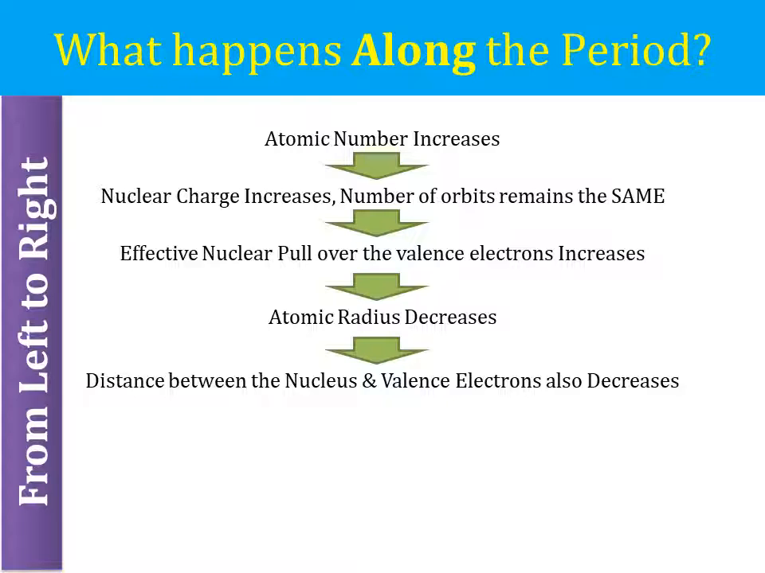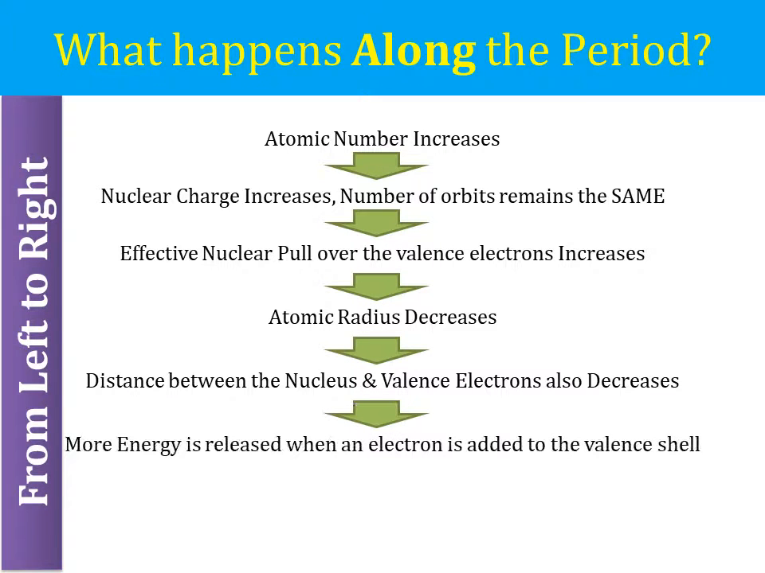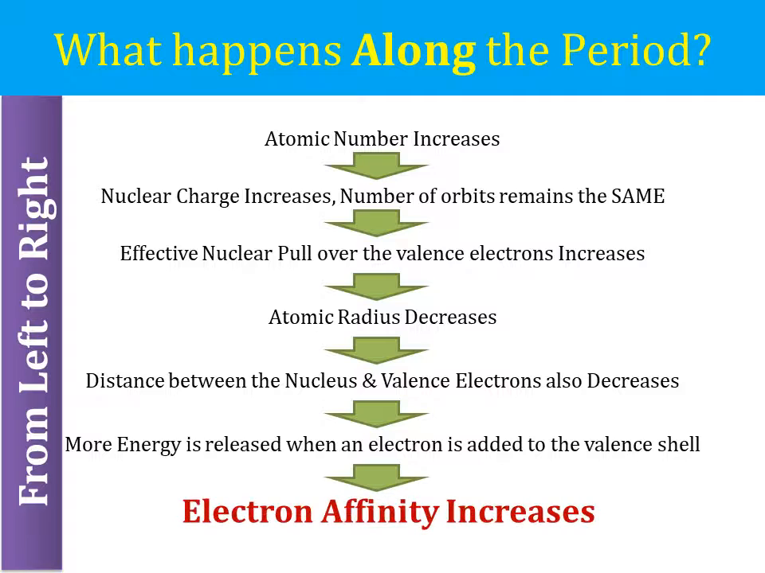And if the distance between the nucleus and valence electrons decreases, then more energy is released when an electron is added to the valence shell, because the effective nuclear pull increases. There is less space, so more energy is required to increase the space and to add an electron there, overcoming everything. So more energy is released, more work has to be done, and thus electron affinity increases along the period from left to right.